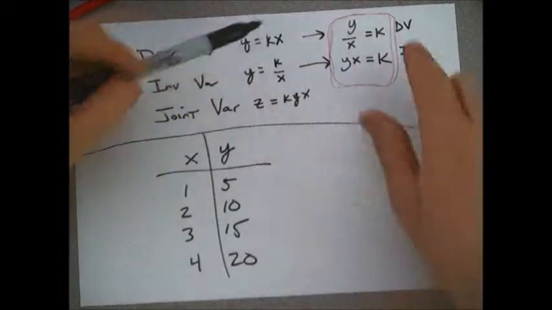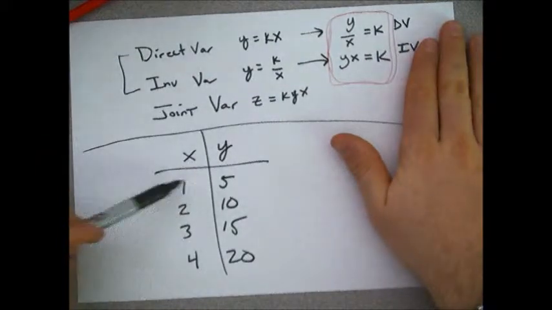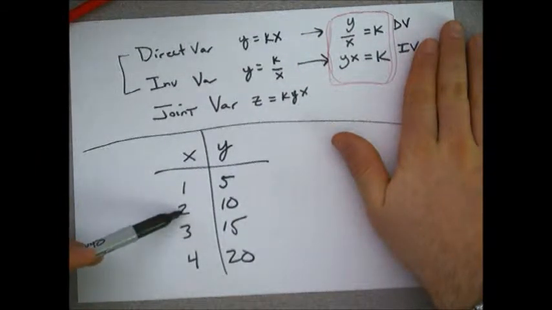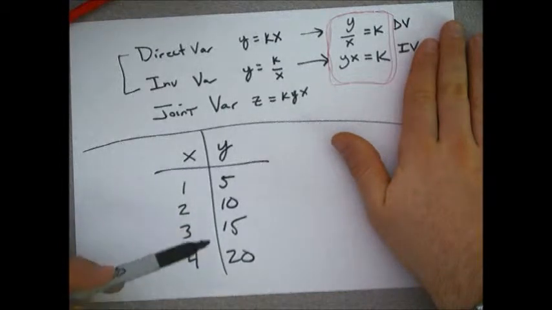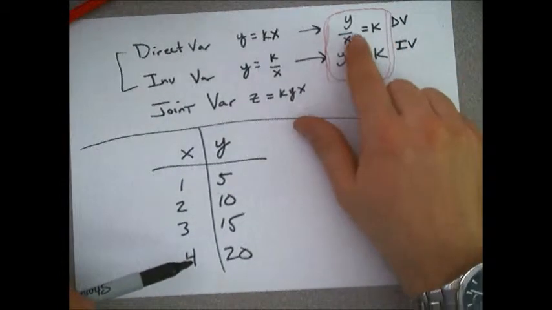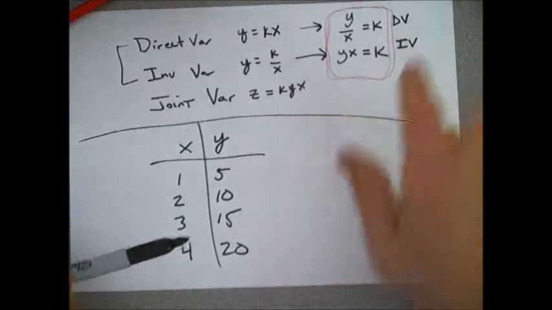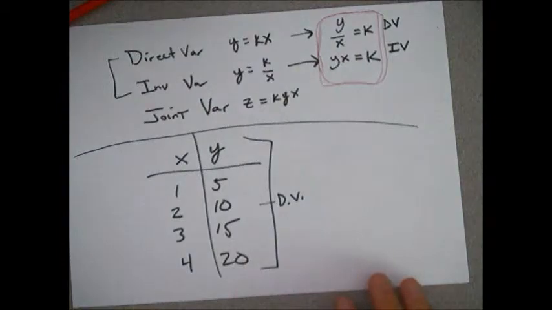How about if we try the division one? y divided by x. What's 5 divided by 1? 5. What's 10 divided by 2? 5. What's 15 divided by 3? 5. And 20 divided by 4? 5. Okay, they all worked. Which one is y over x? It matches up with direct variation. So this table is a direct variation.